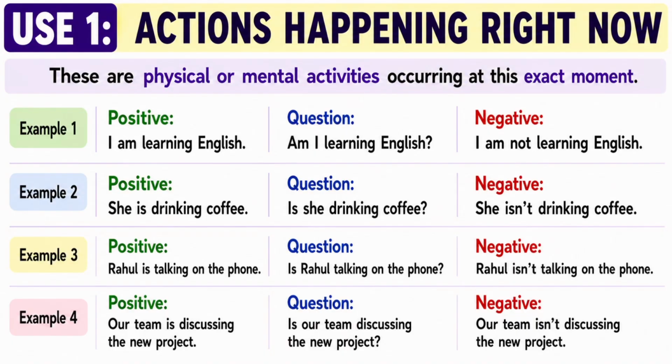Example 2. Positive. She is drinking coffee. Question. Is she drinking coffee? Negative. She isn't drinking coffee. Example 3. Positive. Rahul is talking on the phone. Question. Is Rahul talking on the phone? Negative. Rahul isn't talking on the phone.